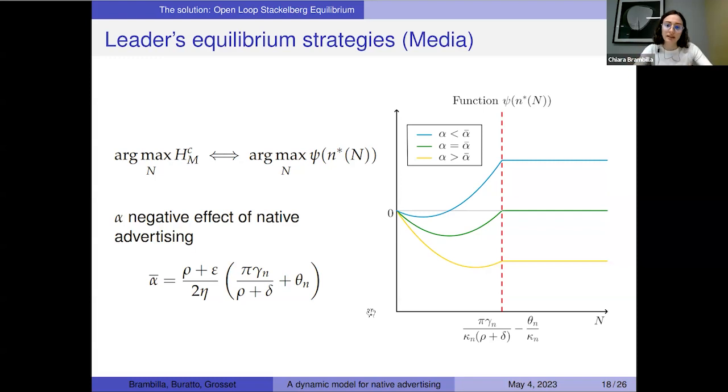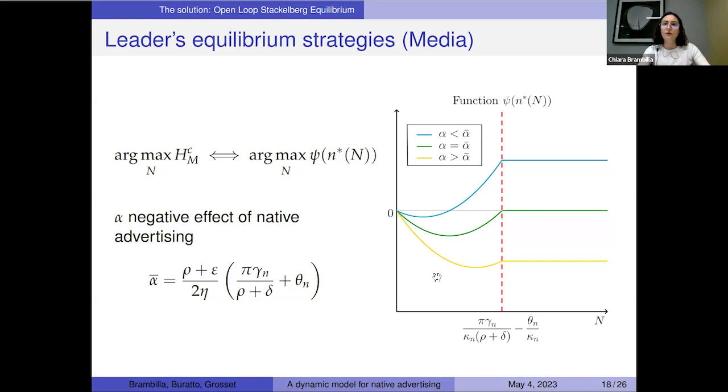But what does this mean? This means that if the damage to credibility is low enough, so that this negative effect parameter alpha is lower than a suitable threshold, then the capital N upper bound strategy is going to be a positive value and can be any value, looking at the light blue line, from the vertical line to plus infinity. So this capital N value is also going to be greater than the constant corresponding to the vertical line. While if the damage to credibility is too high, we are looking at the yellow line. And this means that the capital N upper bound strategy for the media outlet needs to be equal to zero. So no native advertising is allowed on the media platform because the capital N upper bound is equal to zero. And also the native advertising flow is going to be equal to zero.